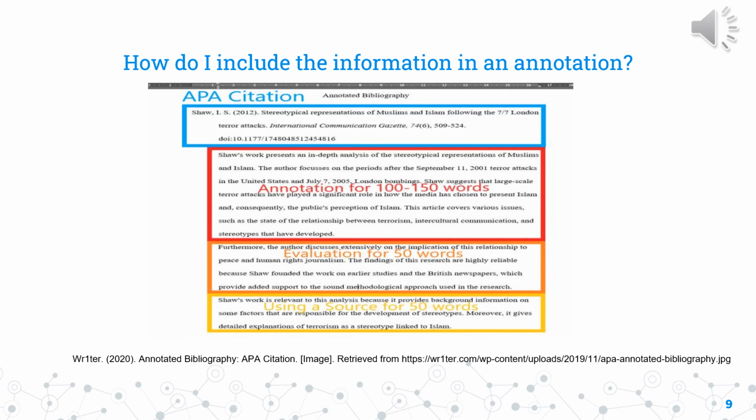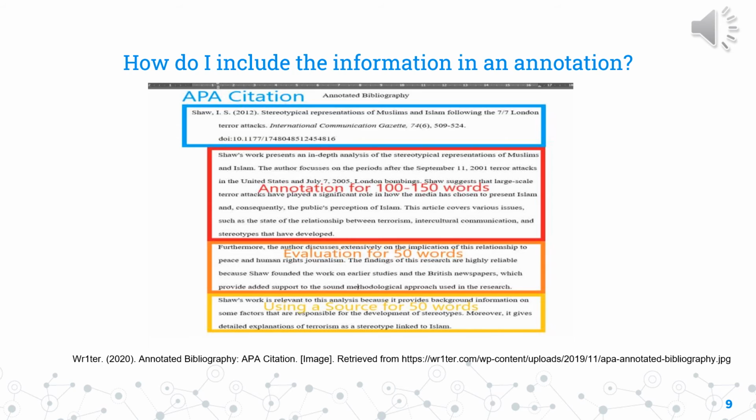Here is another sample of what the annotation should look like. Let's look at how you include the information in an annotation. As you'll see in blue, we have the appropriate APA citation. Red indicates the summary of the source and the information that is found within it. You may see that it says an annotation should be 100 to 150 words. This is slightly fluid, as it can be slightly longer, particularly if you are using explicit evidence from the source. However, the summary of the annotation should go first, and it should be concise.